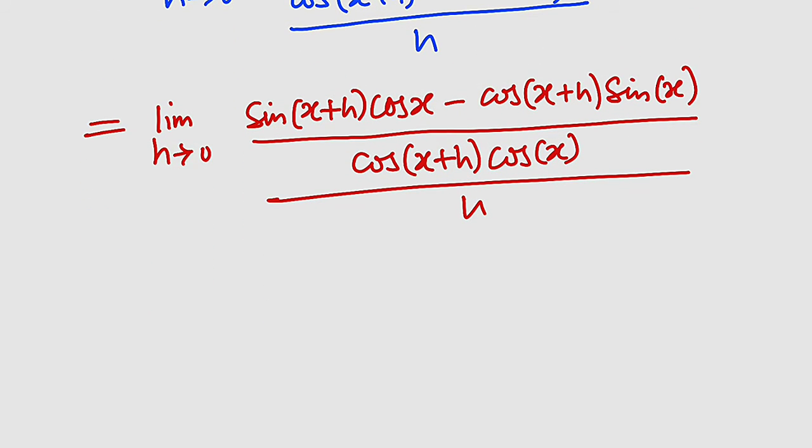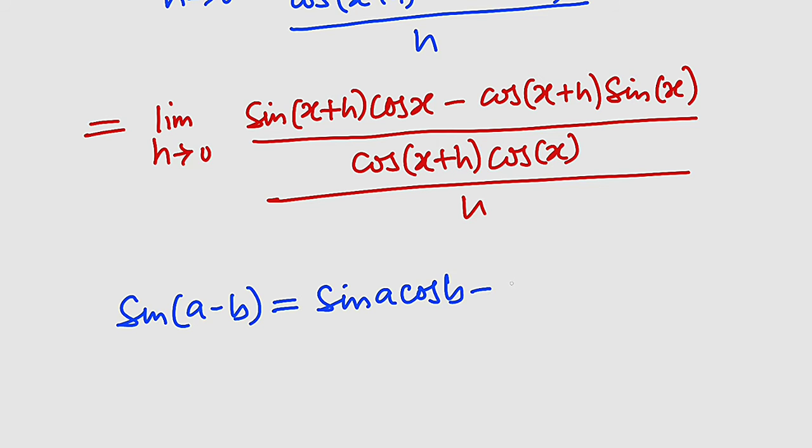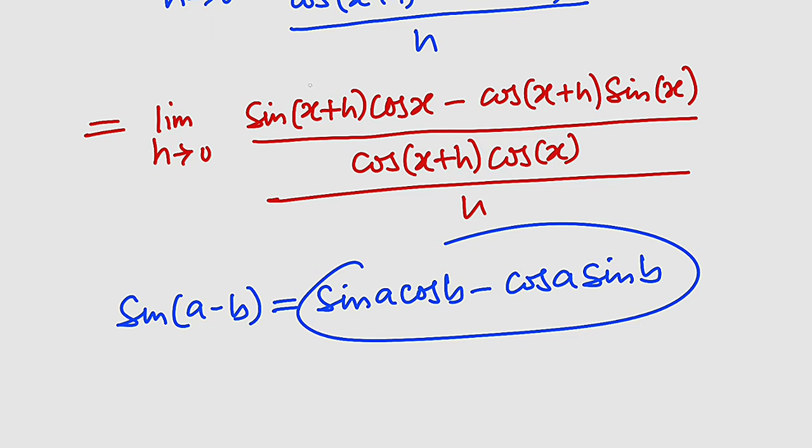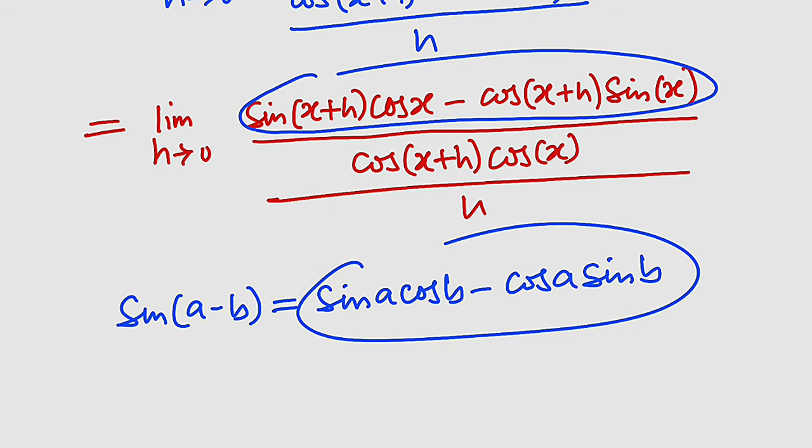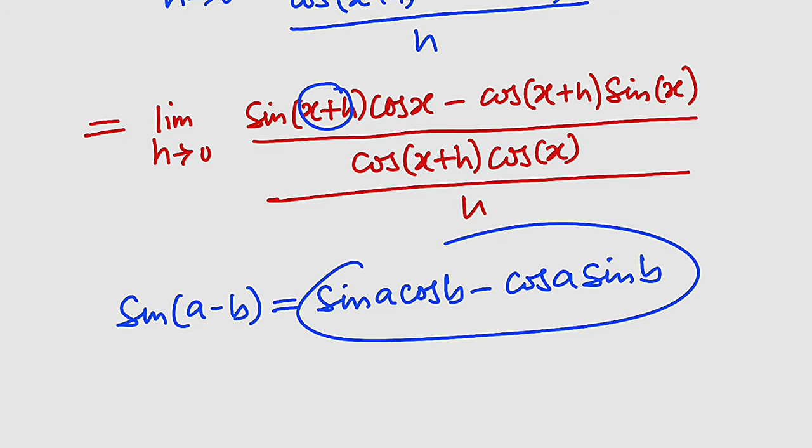One thing you should remember about this identity is that if you have sine of a minus b, this is the same thing as sine of a multiplied by cosine of b, minus cosine of a multiplied by sine of b. So if you look at this, it is somehow related to this, where our a here is x plus h and b here is x. Therefore, we can write the whole of this as sine of x plus h minus x. So let's do that.